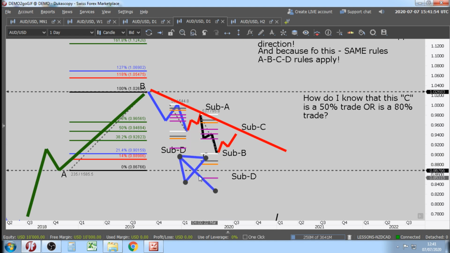It's not just about how deep is the C. Everybody, the sub D extension must be below the A. It must break the original Fibonacci, and this is going to signal you that this is an 80% rate.